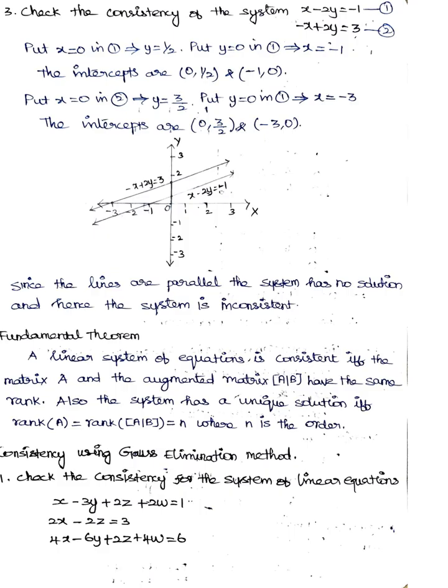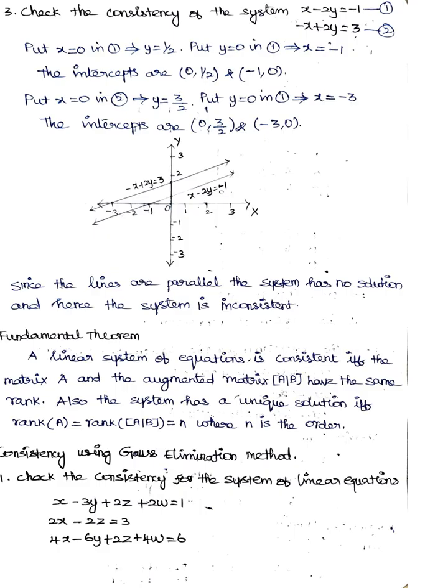Now substitute x is equal to 0, same procedure. x is equal to 0 in equation 1, y is equal to 0 in equation 1. We get the y value is 1/2 and the x value is minus 1. The intercepting points are (0, 1/2) and (minus 1, 0). Likewise, x is equal to 0 and y is equal to 0 in equation 2. We get the y value is 3/2 and the x value is minus 3. So the intercepting points are (0, 3/2) and (minus 3, 0).